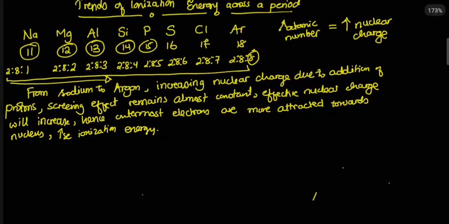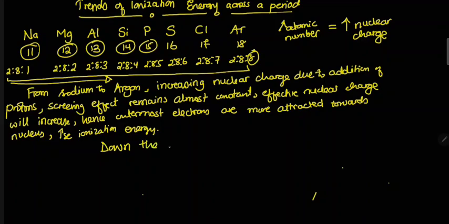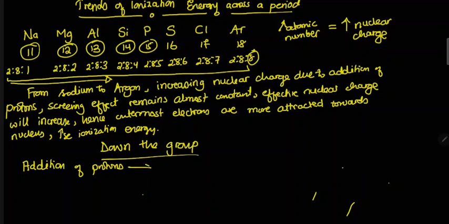Now, since we have made up this basic, how about along a group, down the group? Down the group, what are we going to be doing? We are going to be adding protons, right? It is true, because down the group atomic number is going to increase: number 1, then number 3, number 11, and so on. So addition of protons means we are increasing the nuclear charge.